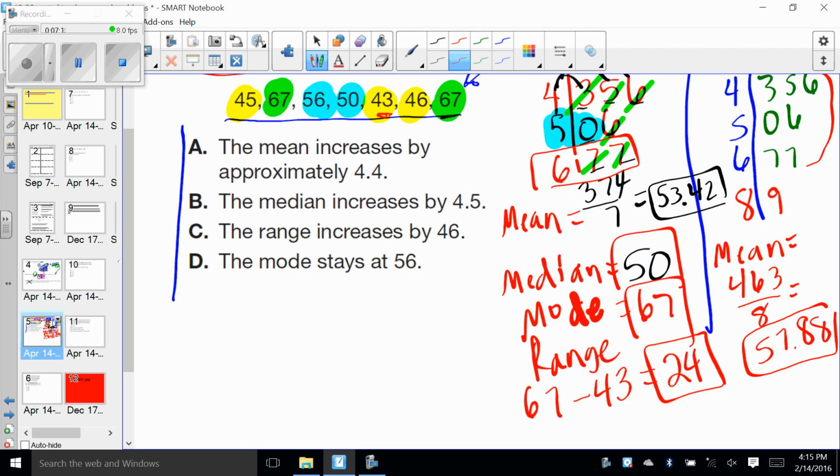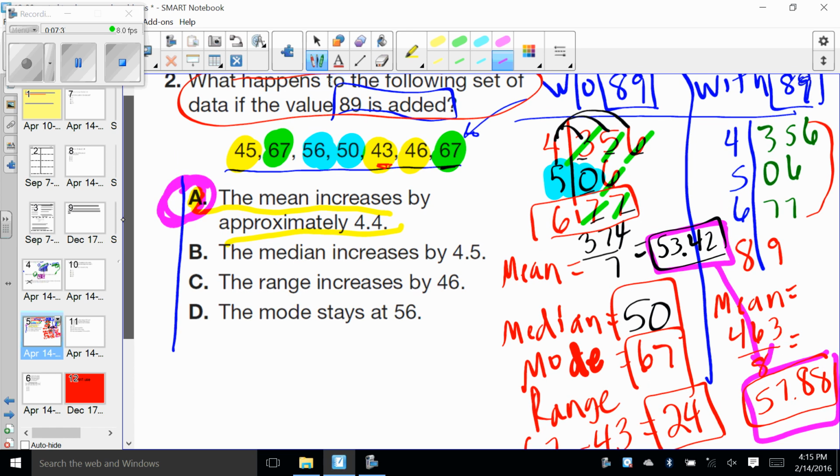When I look over here at my choices, choice A says the mean approximately increases by 4.4. Our mean was 53.42, and it changed to 57.88, which is an increase of about 4.4. So this one is looking really good to me. But let's make sure that the other ones are not correct for sure.